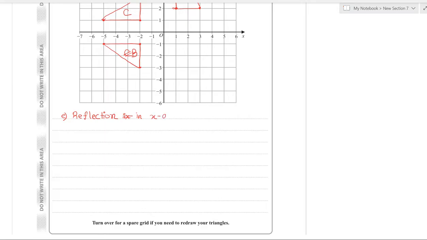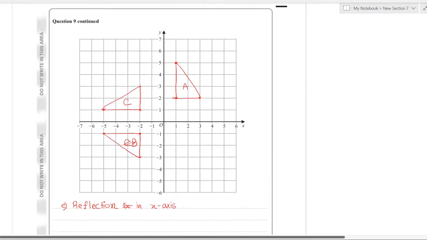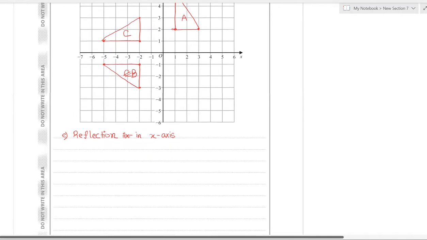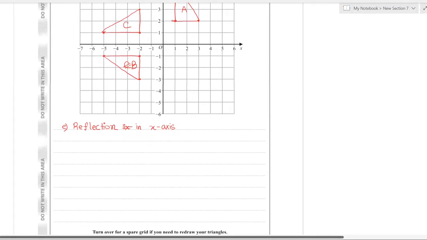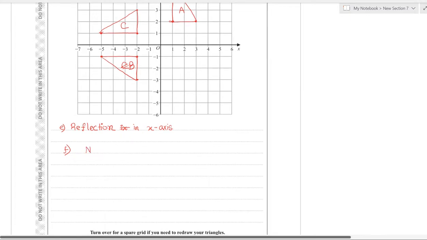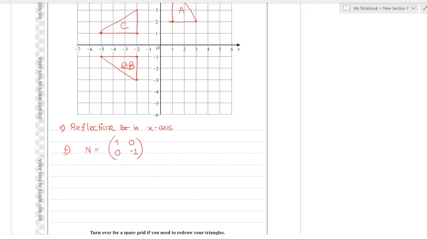So moving to part F, the transformation that maps triangle B on triangle C is represented by matrix N. State giving a reason for the matrix N squared. So we have a chart that shows the value for the matrix on the reflection in x-axis. So the value for the matrix for the reflection on x-axis is represented as N, and it is basically 1, 0, 0, -1. This is the value for the matrix for the reflection in x-axis.